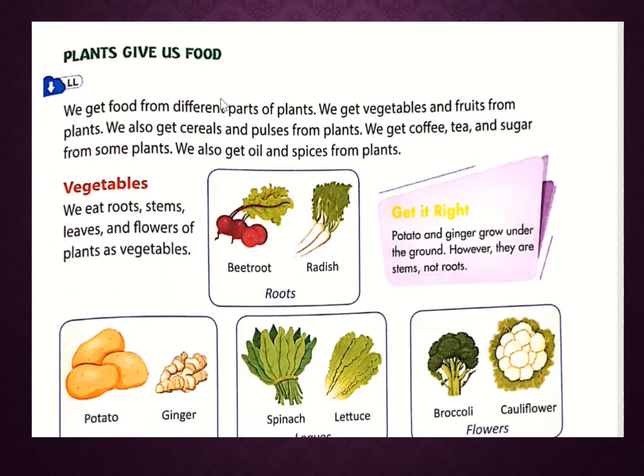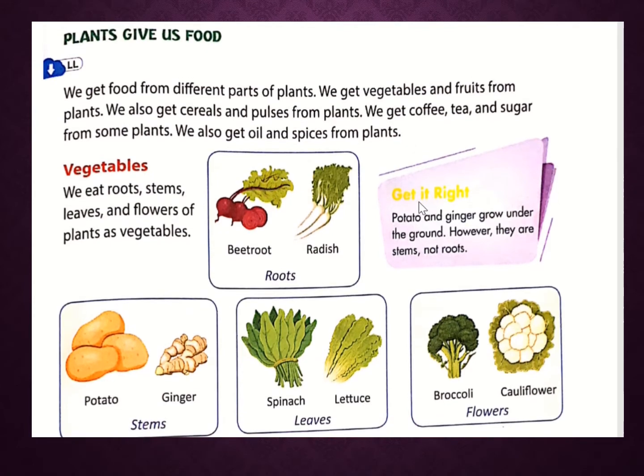Now, plants give us food. We get food from different parts of plants. We get vegetables and fruits from plants. We also get cereals and pulses from plants. We get coffee, tea and sugar from some plants. We also get oil and spices from plants. So see what a lot of things the plants give us to eat.